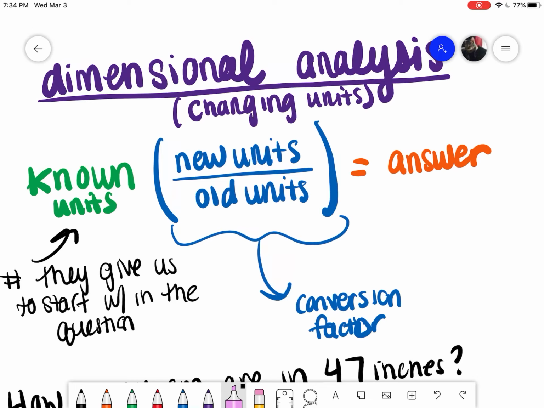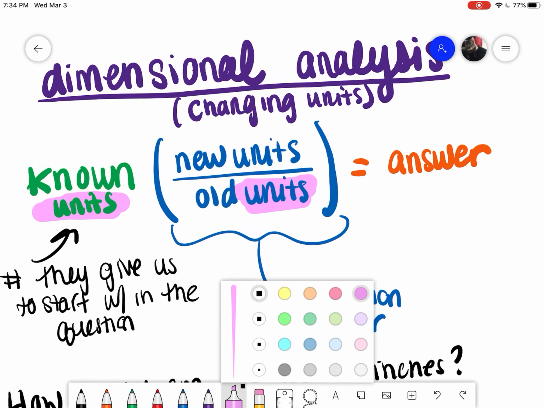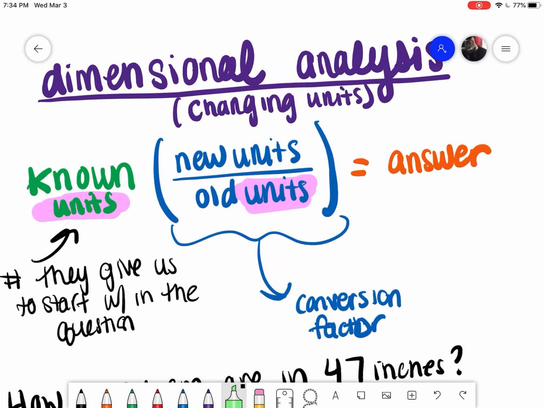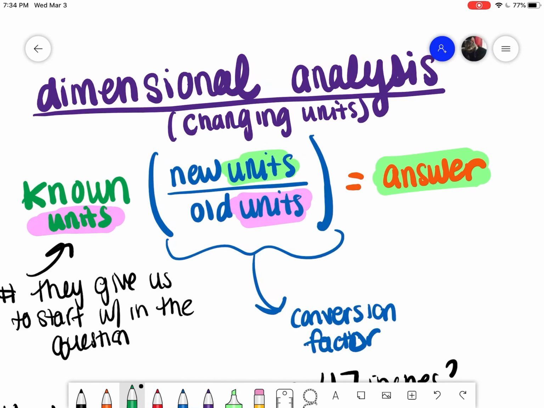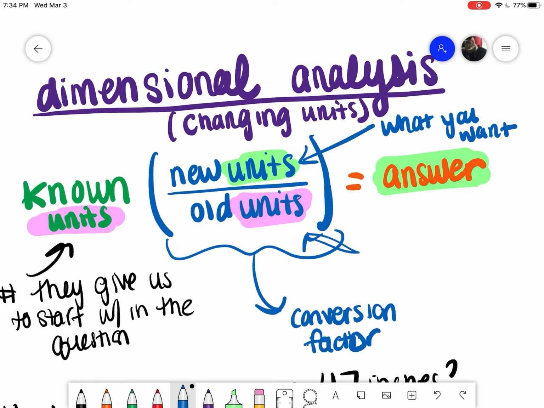And so they're going to ask for two types of units. Your known units and your old units are going to be the same. So if they give you feet to start with, those are both going to be feet. And then your new units and your answer are going to be the same. So you always want what you want up at the top, and what you have at the bottom.